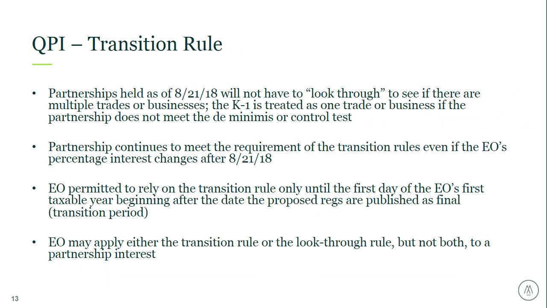There is a transition rule available which says that if an organization acquired an interest in a partnership before August 21st, 2018, and it is not a QPI, then you may treat that partnership and all of the underlying partnerships held indirectly as one QPI. So in other words, for investments held as of August 21st, 2018, you don't have to look through to see if there are multiple trades or businesses.